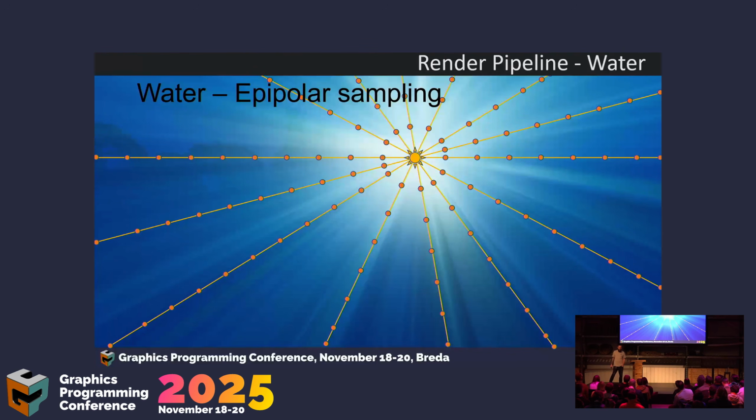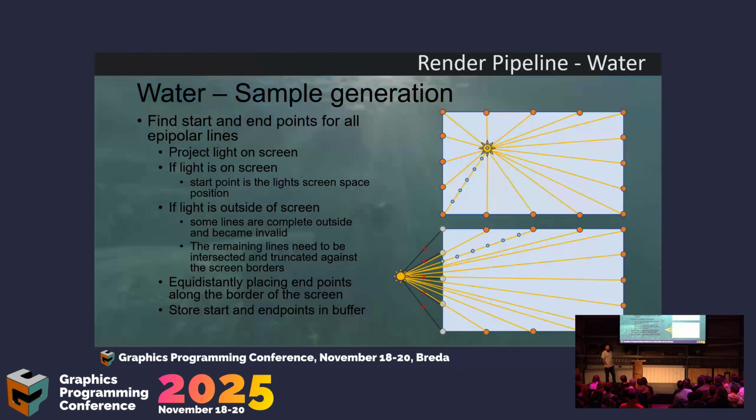Our implementation is inspired by Igor Yusuf's GDC presentation from 2013, and we use it for our primary directional light only. But how to place the samples?